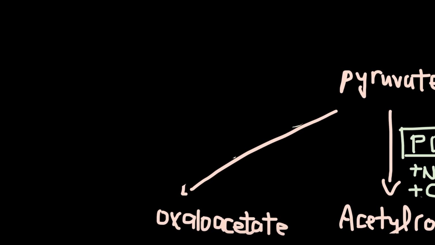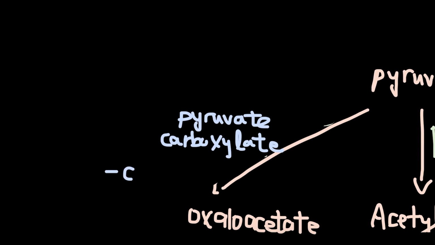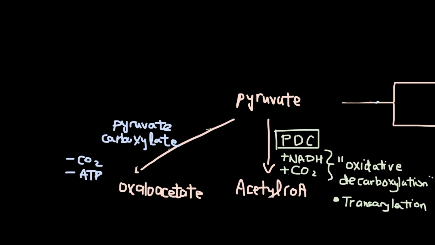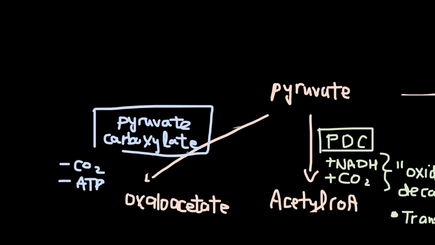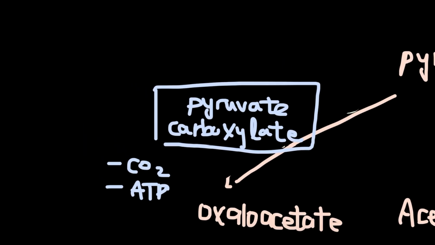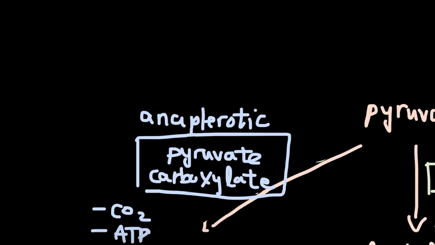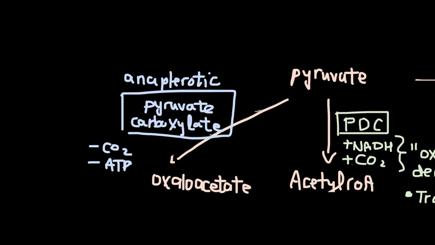And this is catalyzed by pyruvate carboxylase. That means the intermediate is gaining a CO2 group, so we must have inputted carbon dioxide, and in this we also inputted an ATP. So this is pyruvate carboxylase. Okay, not decarboxylation here because we are inputting CO2. And this is also called an anaplerotic reaction, where we replenish the intermediates of a citric acid cycle.